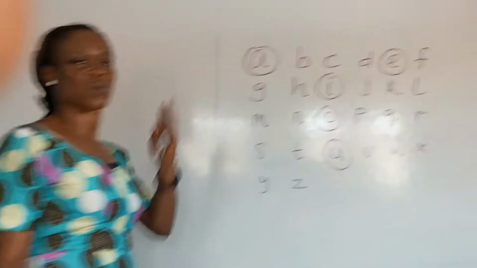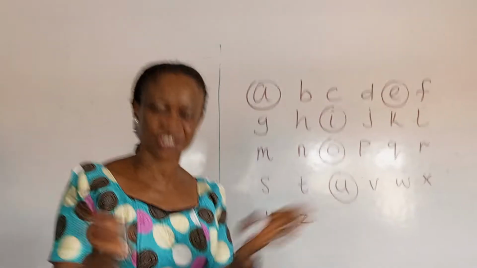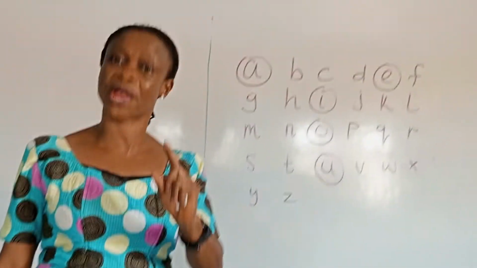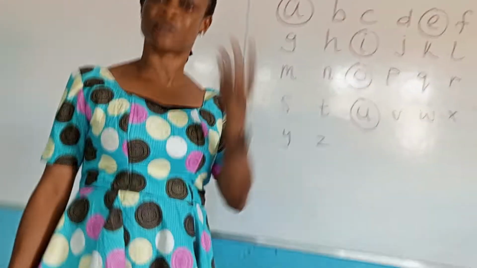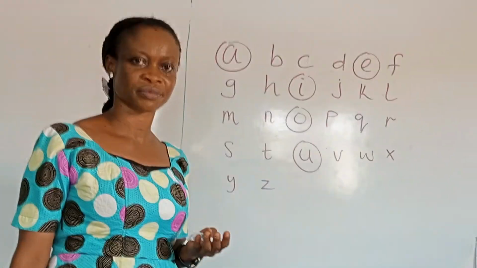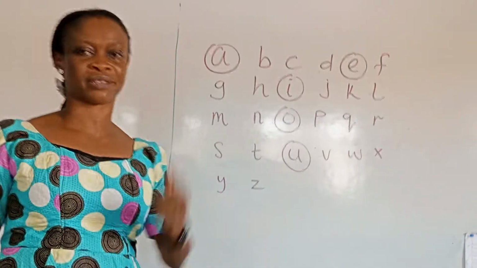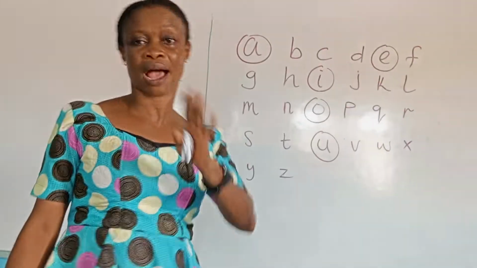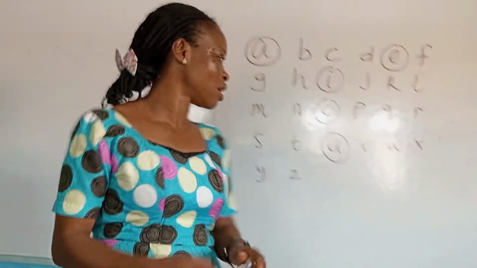Alright, let's proceed to combination of English alphabet. We're going to start with combination of double alphabet. What did I say? Double alphabet. We're going to be joining both the vowels and the consonant. Do you understand? Yes, ma'am.